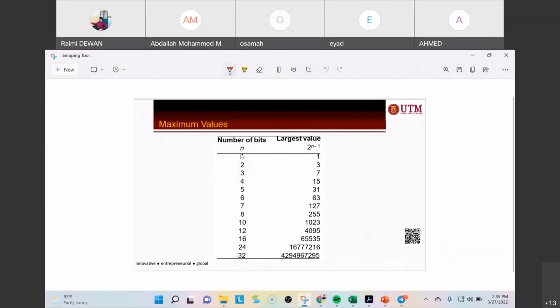For example, a 3-bit system means we can have X, Y, Z bits, to the base of 2, and X, Y, Z can have either a 0 or 1 value because it's binary numbers. So it is a 3-bit system. If it's 3-bit, what is the largest value? Here N equals 3 because it's 3 bits. So 2^N minus 1 equals 2^3 minus 1.